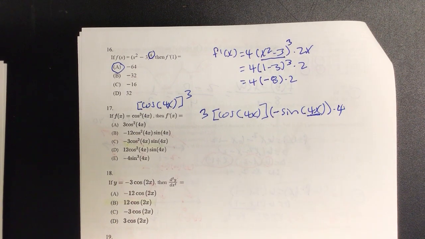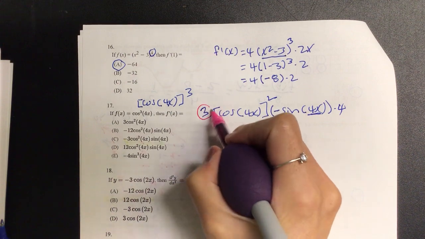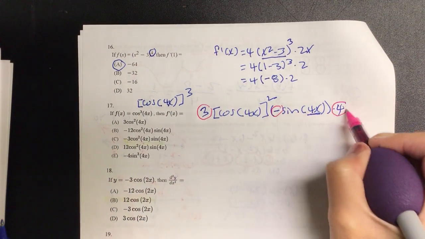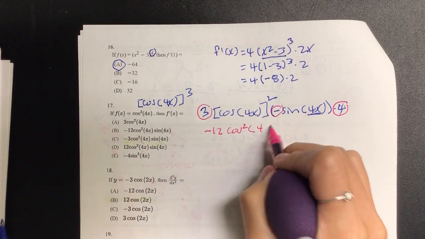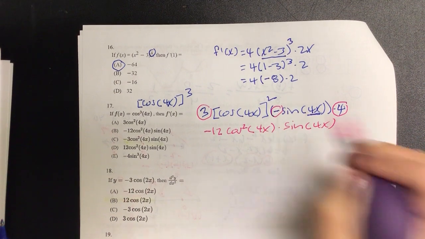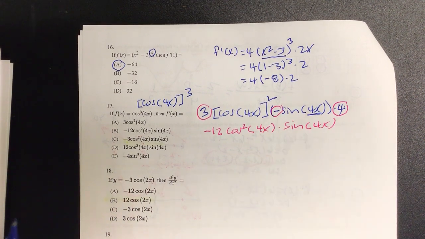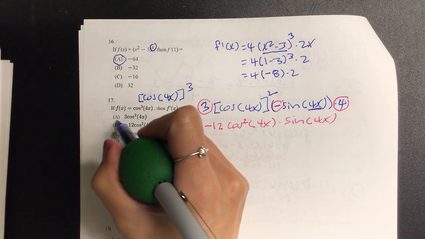Shouldn't the cosine of 4x be squared? Cosine of 4x be squared. Thank you. That is correct. Good catch. So now let's look at all the coefficients. When I put them together, that gives me negative 12 cosine squared of 4x sine of 4x, I'm just writing it the way calculus likes it. And that is in what option? Letter B.